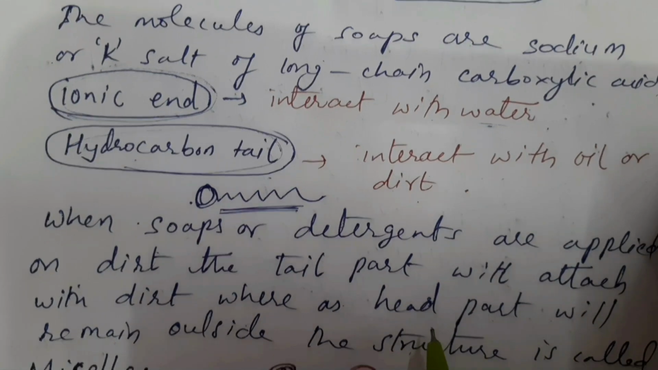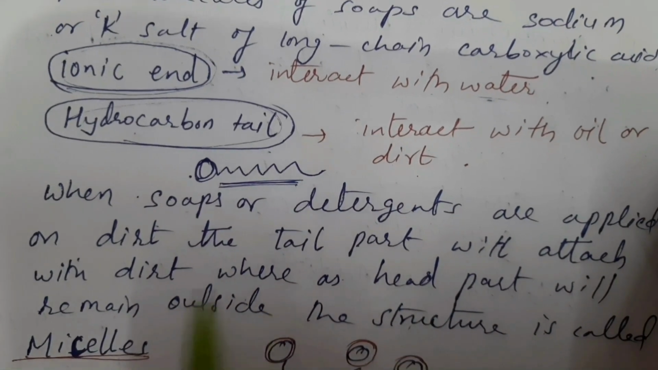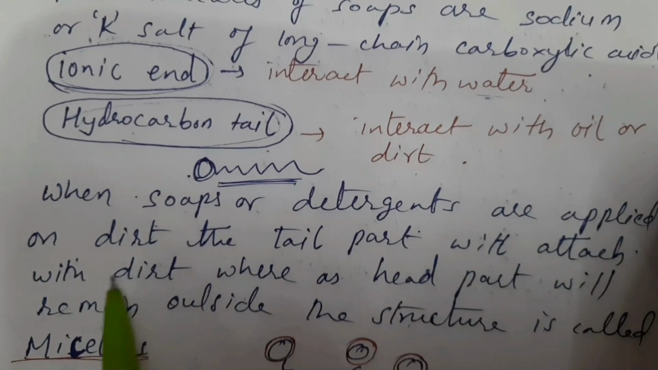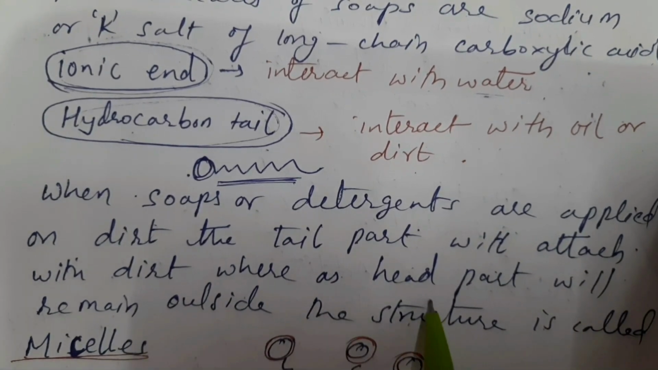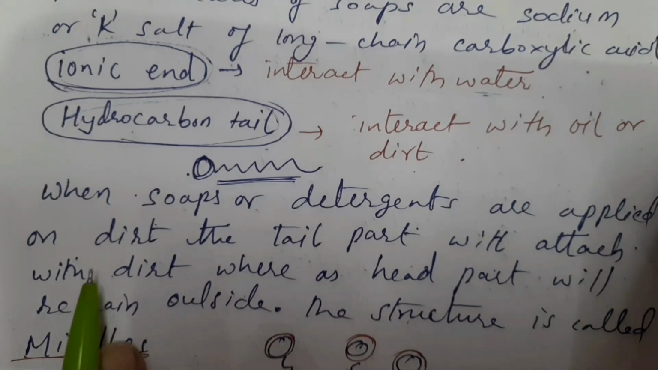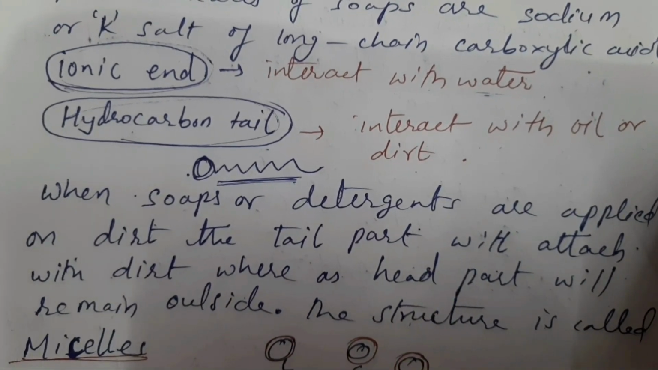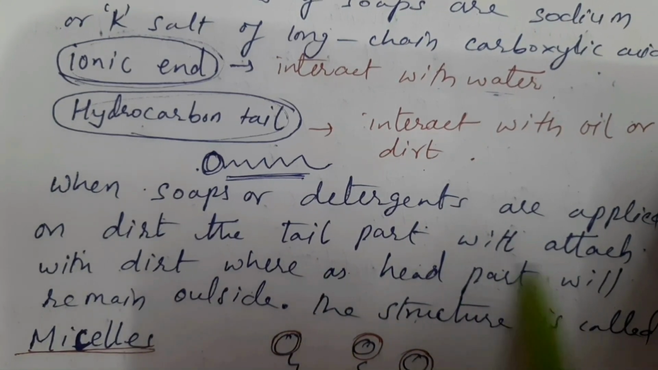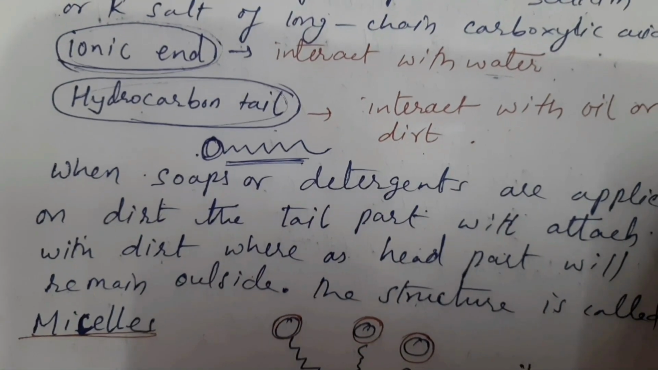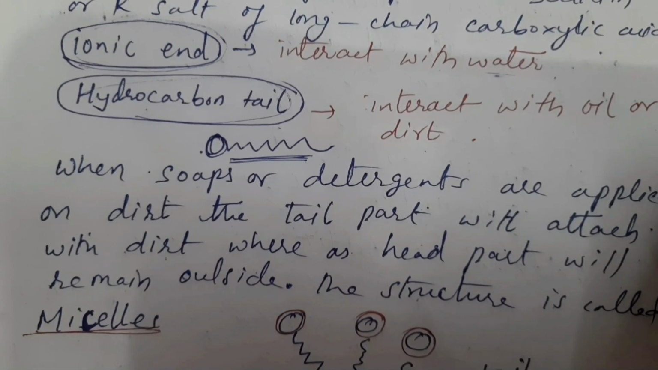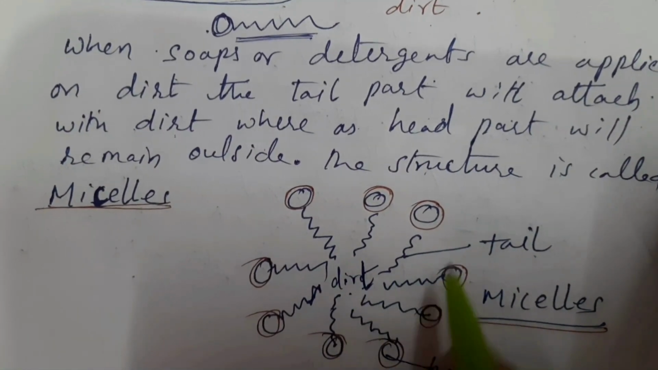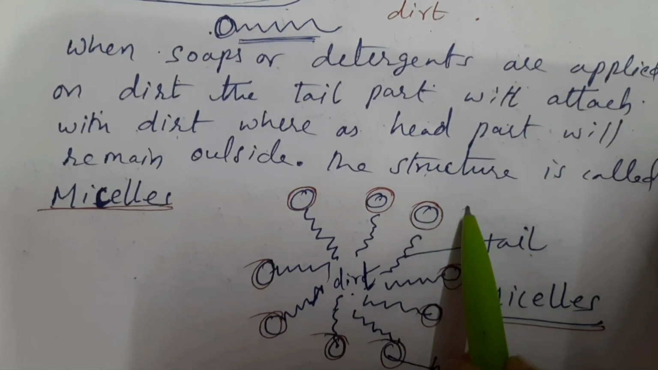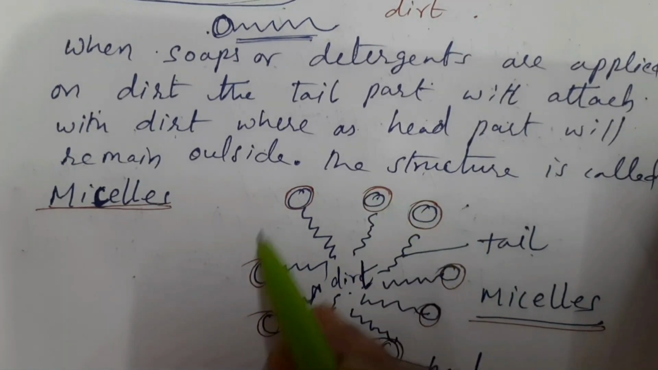Now coming to action, how soaps and detergents act. When soap or detergent is applied on dirt, the tail part will attach to the dirt, whereas the head part will remain outside the structure. As we are adding soaps or detergent to dirt, the tail part will go and attach to the dirt, whereas the head part will remain in water. So this structure is called micelle formation.